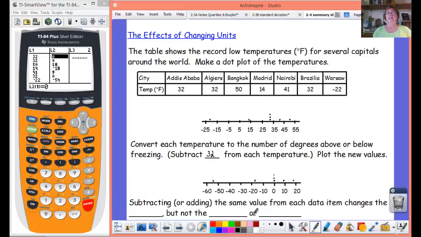My goodness. Hey, ladies and gentlemen, I bet you are noticing the same thing I am. That is, we may have changed the scale on this x-axis, but we surely did not change the shape of that distribution. So when you subtract or add the same value from every number in a data set, that will change the center. Folks, if we did the mean of these temperatures, it would be different than what it was before. But the shape and spread are not affected at all.